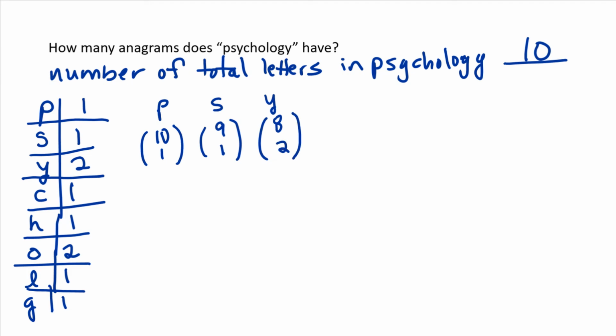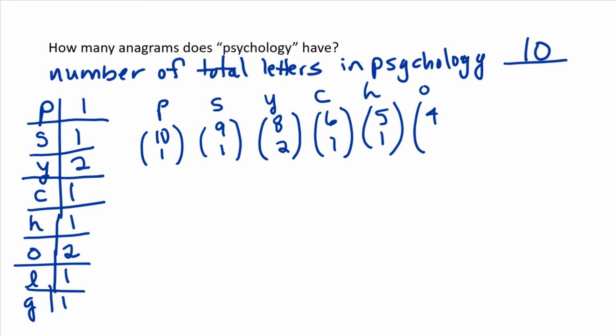Now the next part is tricky because I'm going to go to the letter C, but we already took 2 spaces for the Y, so instead of 7 spaces left, we've got 6 spaces left and 1 C. The letter after that is H. We've got 5 spaces and 1 of those. Now the next letter I'm going to look at is O. And so we got 4 spaces left, but 2 occurrences of O.